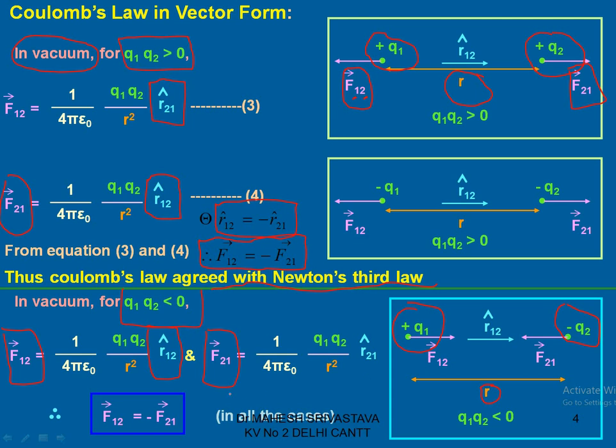Again, from these two equations, what will we get? F12 vector equal to minus F21 vector. So again we can say that in both the cases Coulomb's law agreed with Newton's third law.